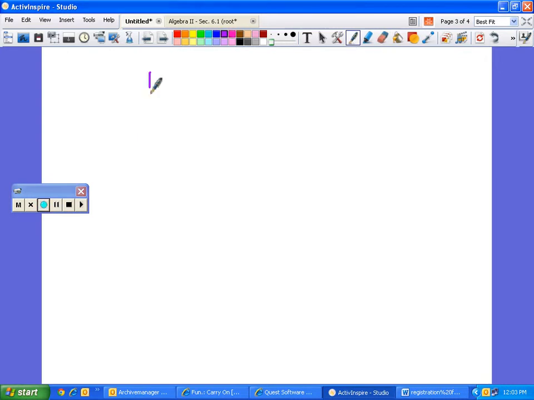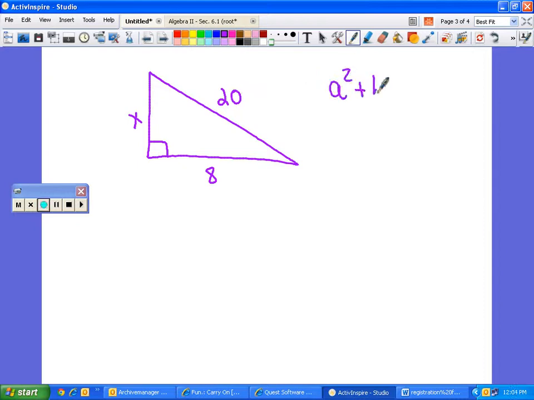Okay, now you're not always going to be asked to find the hypotenuse. Sometimes you're going to be asked to find one of the legs of the triangle. So we start the same way. We start by writing the Pythagorean theorem. Now the difference is, instead of finding C, we're going to be finding either A or B.